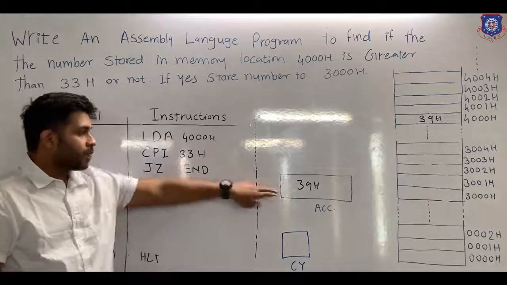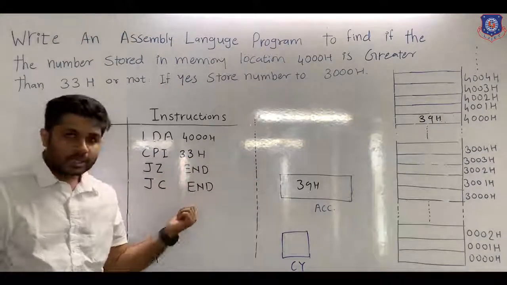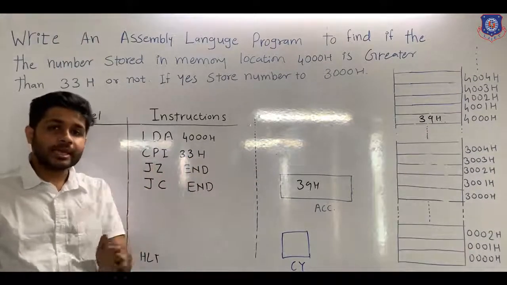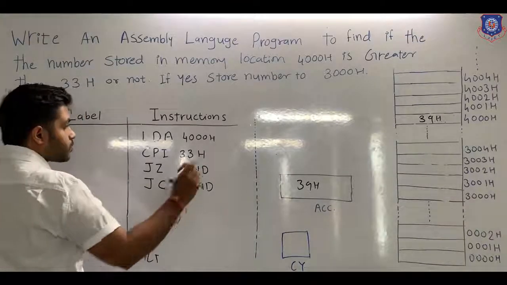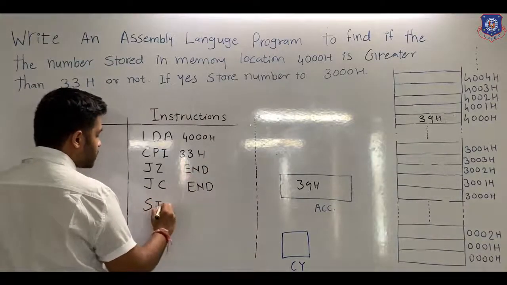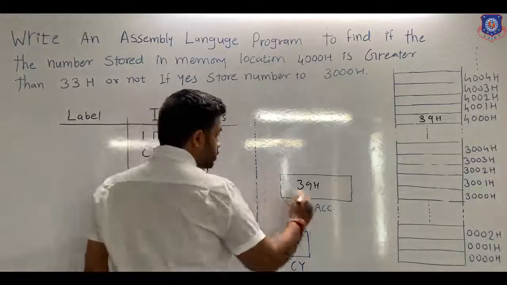So right now, because the content of accumulator is 39H, the carry flag will not be set. So when the carry flag will not be set, what we will do? We will store the number to the 3000H. So we will use the instruction STA 3000H. So this number will be stored to 3000H.